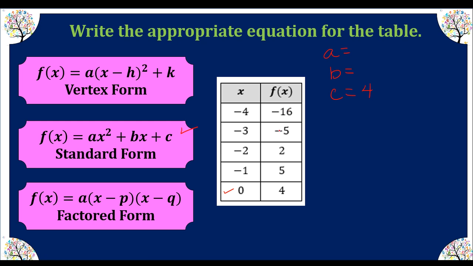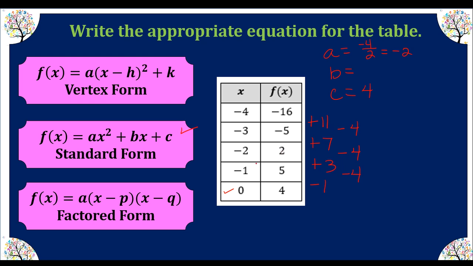So from negative 16 to negative 5, we are increasing by 11. From negative 5 to 2 is an increase of 7, an increase of 3, and a decrease of 1. Now we're going to find the second difference. This is going down by 4, down 4, and down 4. So the a value is the second difference divided by 2, so that gives us negative 2.